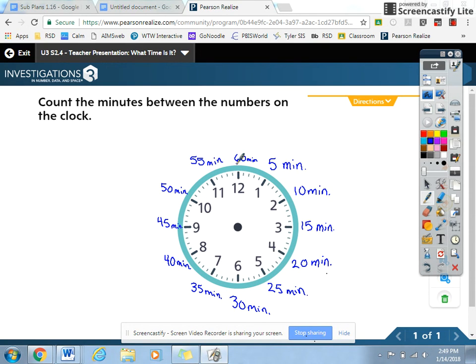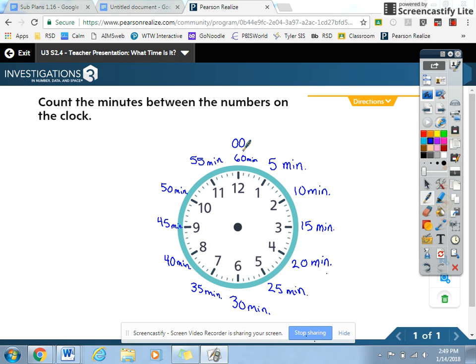But we don't usually say, it's 1 and 60 minutes. At that point, it just switches to 2. So at the 12, we commonly write it as 00. We are starting a new hour once our minute hand gets to the 12.